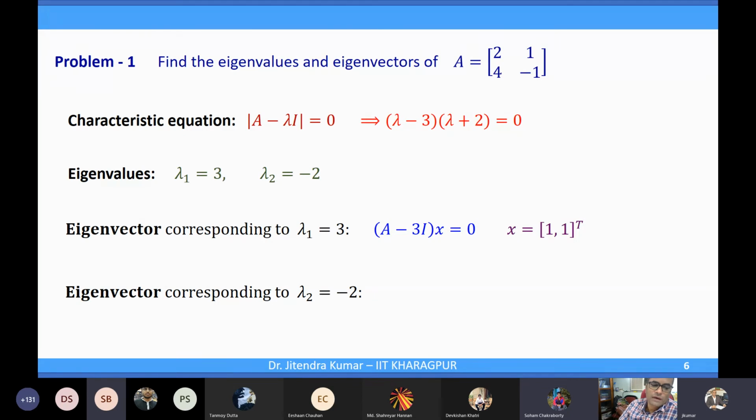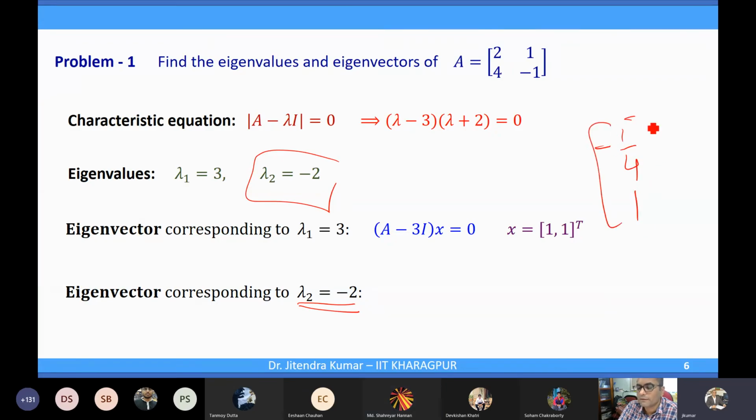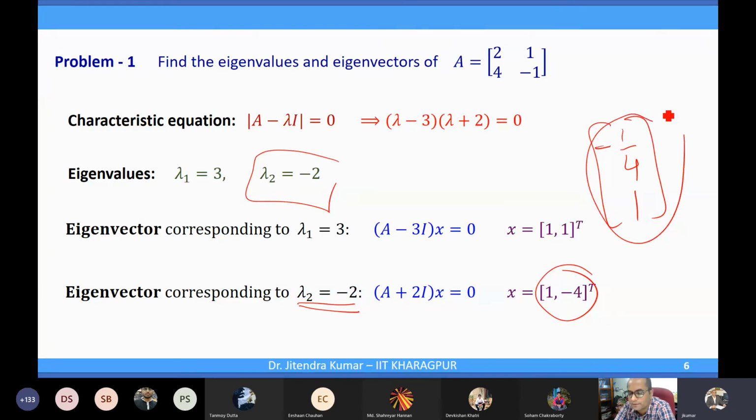Yes, sir. So now the eigenvector corresponding to lambda 2 equal to -2. That's the second one. Can you compute? What will be the eigenvector now? Sir, -1/4 and 1. You are getting -1/4 and 1. Fine. So 1, -4 or -1/4, 1. You can multiply this by anything.